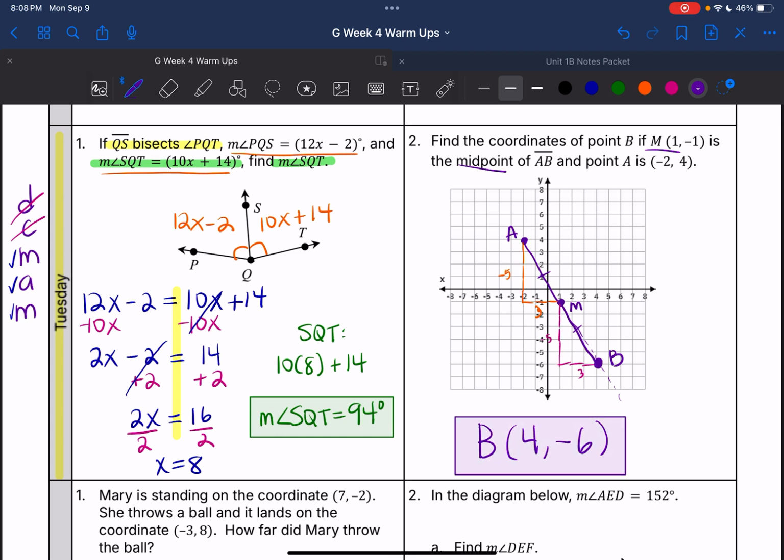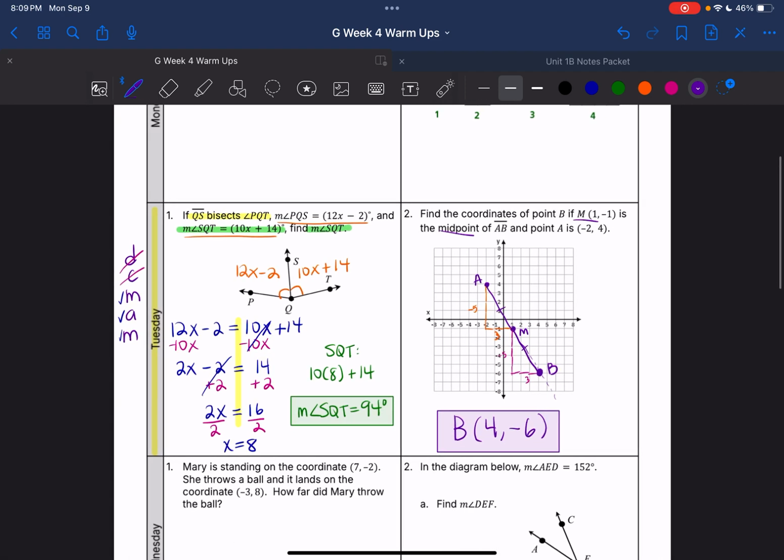Okay, and like we've been doing, please make sure that you put this green warm-up sheet somewhere that you're not going to lose it. We do need it for tomorrow and the day after.